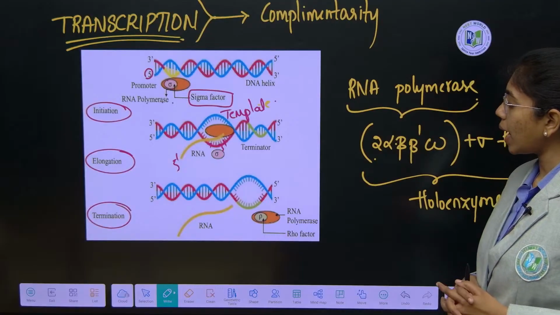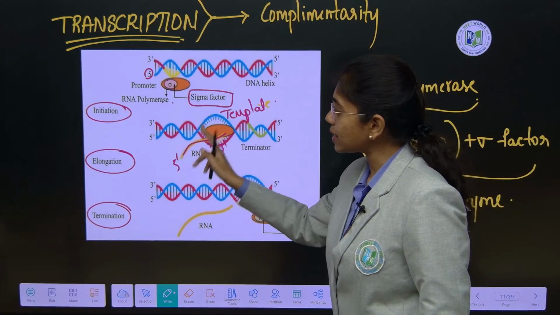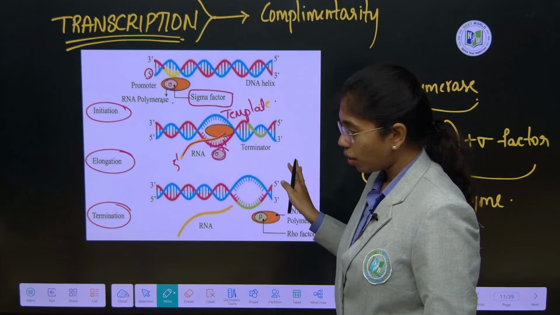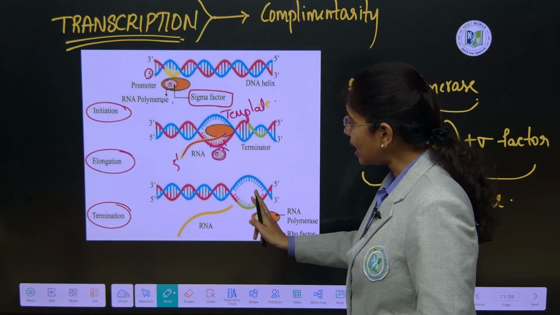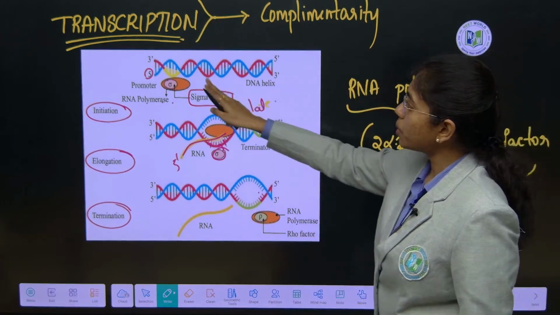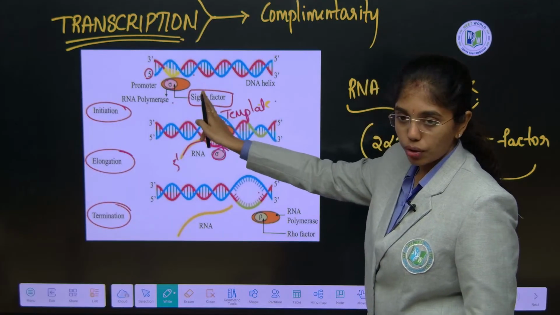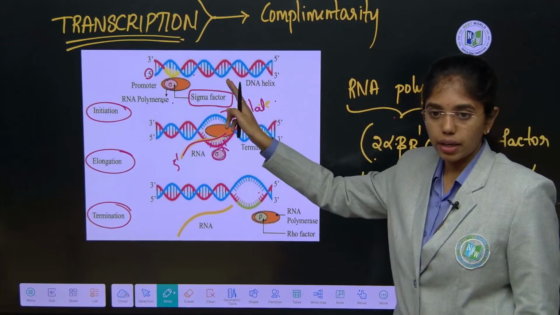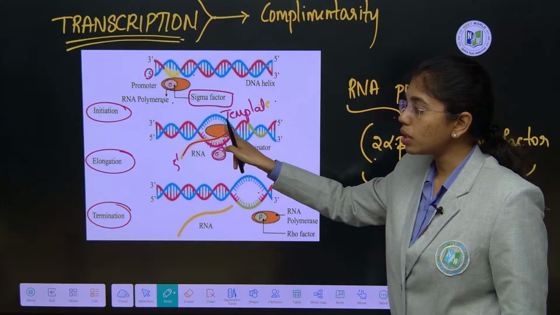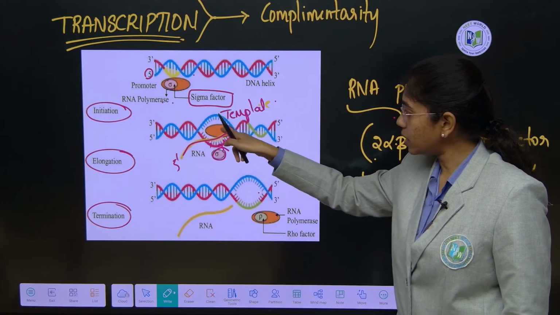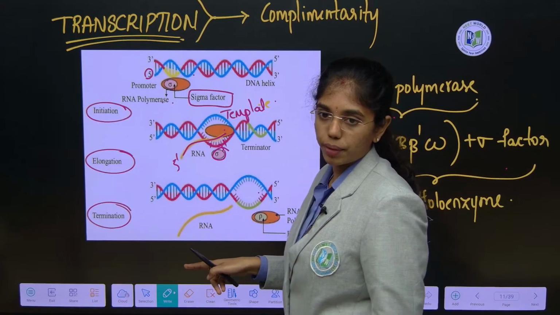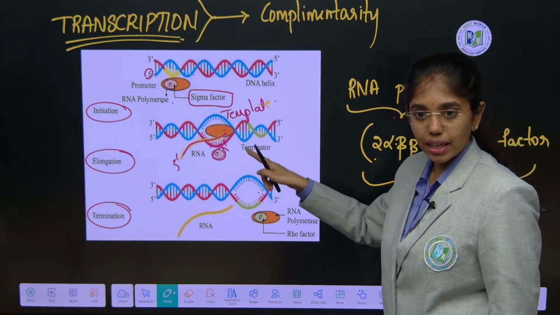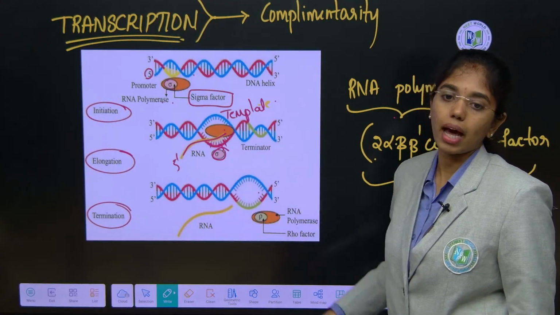And now in the termination process. In termination what happens? The newly synthesized RNA strand will be released out. At the same time sigma factor will be released out. But RNA polymerase will still be in the bubble. A transcription bubble is formed after initiation. During initiation what is happening? RNA polymerase along with sigma factor will come and bind there. At the region where the new RNA strand is synthesizing, a transcription bubble is formed. This transcription bubble is holding the RNA polymerase still, even after releasing the RNA.